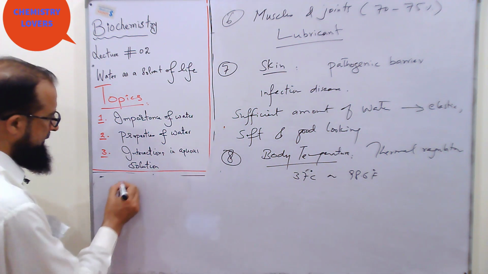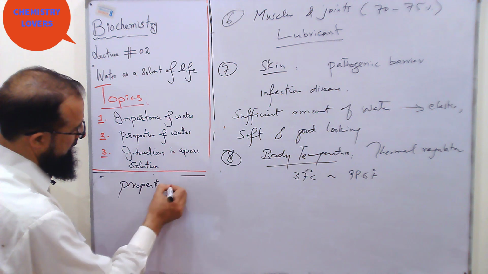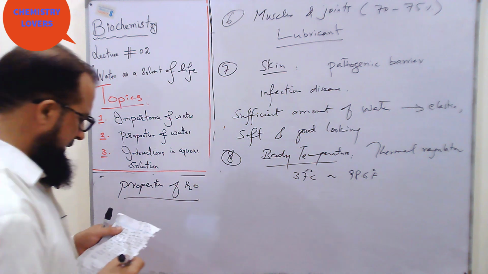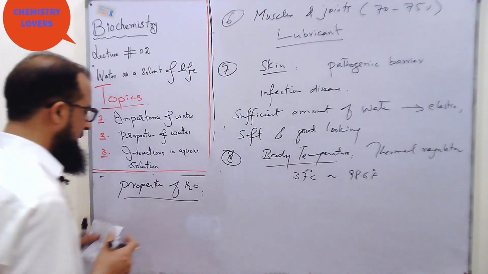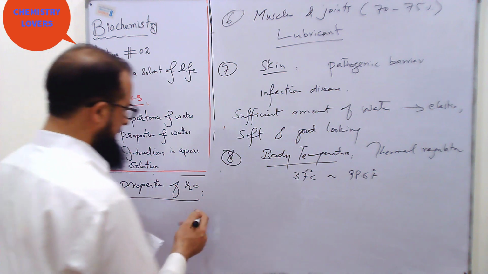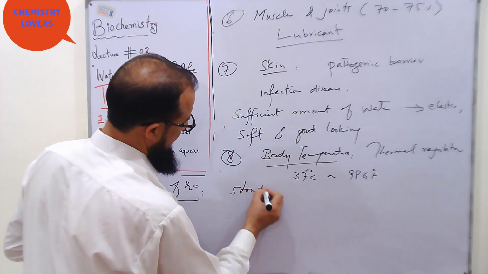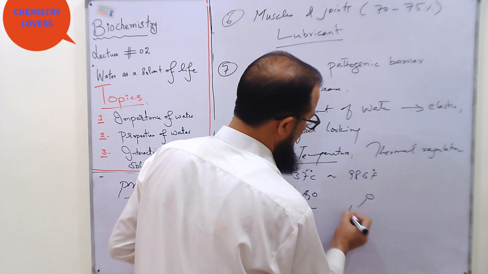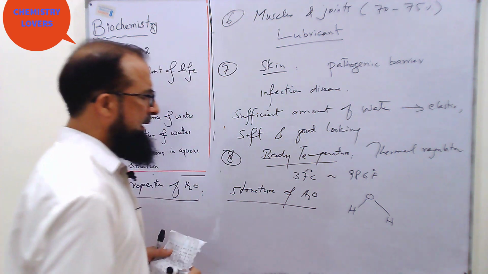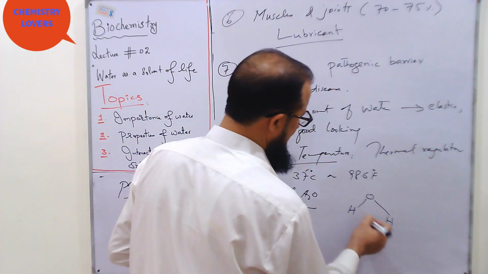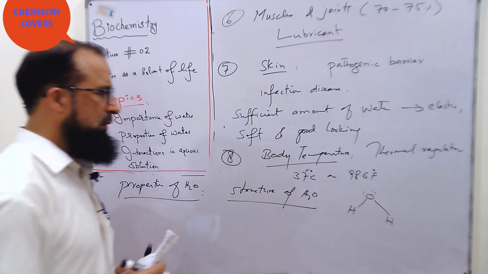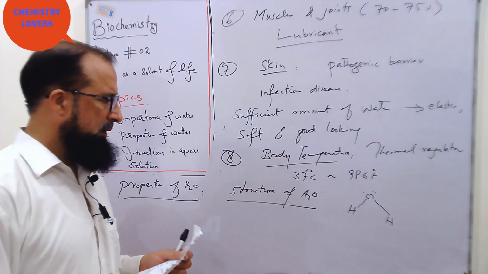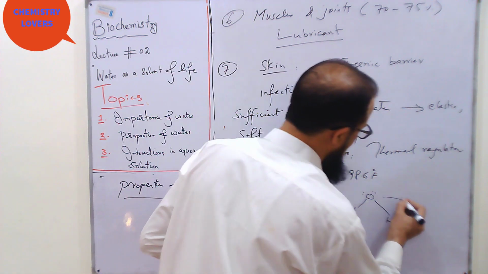Properties of water. So water has a large number of important properties. Before going to the properties, we can discuss the structure of water. Water has a bent structure having oxygen with 2 lone pairs, and due to the presence of oxygen, a more electronegative atom, water can form extensive hydrogen bonding.